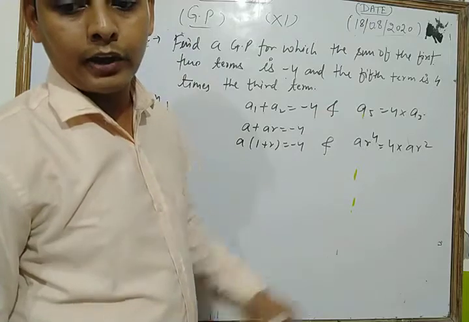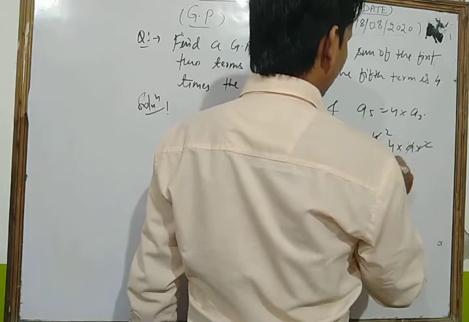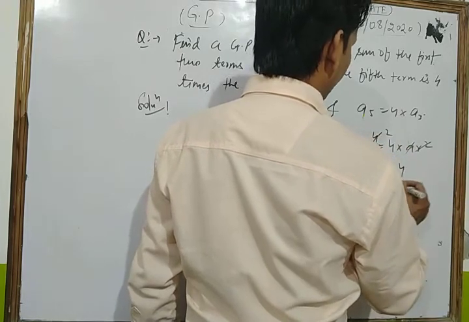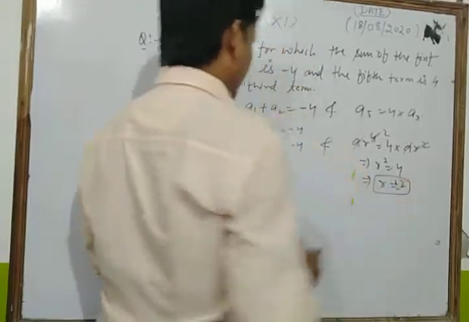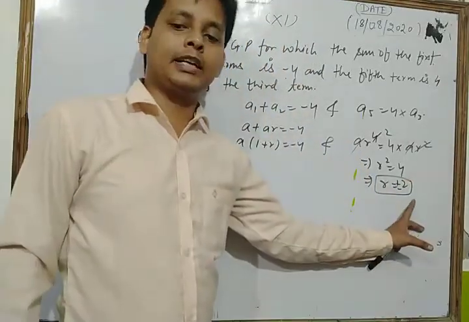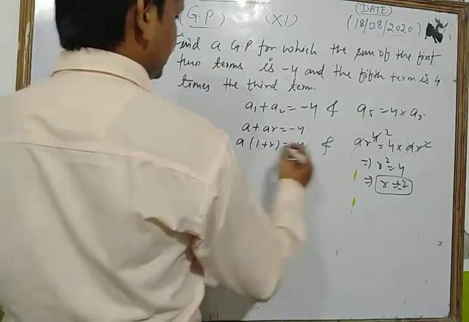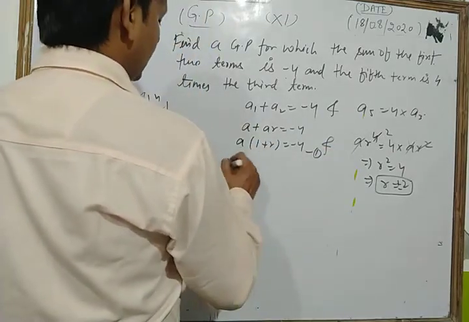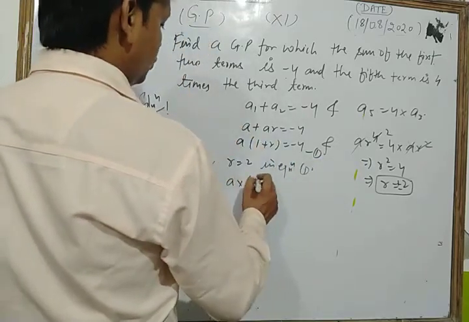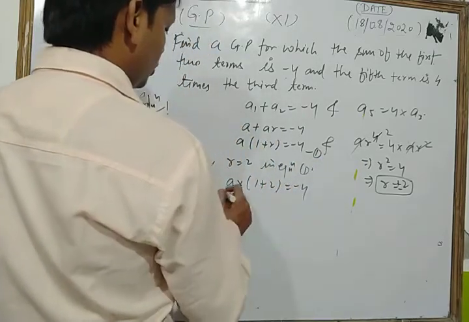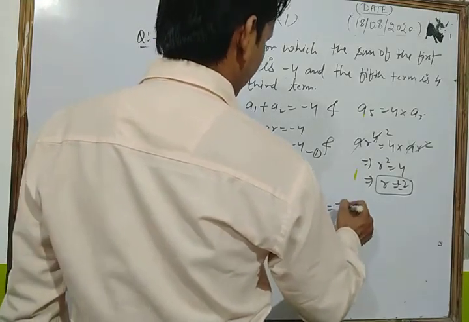Now here, dear student, we get the value of r^2 equal to 4. So in this way the value of r is 2, or minus 2. If we take r equal to plus 2, we put r = 2 in equation 1. Now we get a(1 + 2) = -4, so we get a into 3 equal to -4. So the value of a is -4/3.